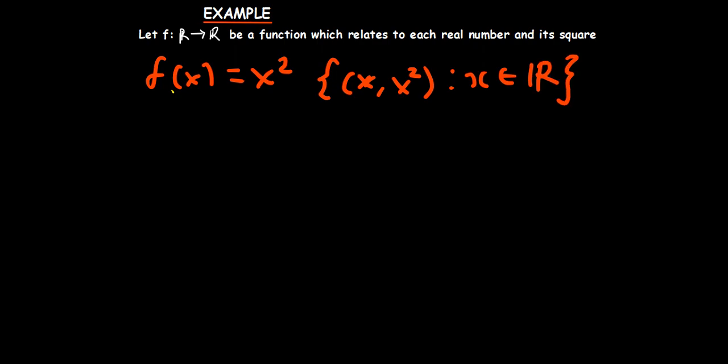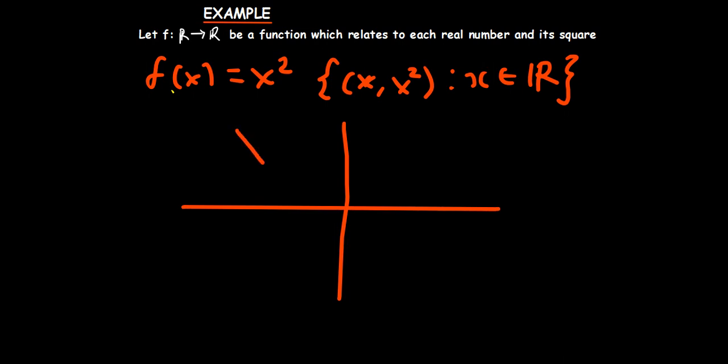Now, we can graph this equation. So how can we graph it? This equation will appear in this form, which is y is equal to x squared. So y is equal to x squared. This is how that function is represented on the graph.